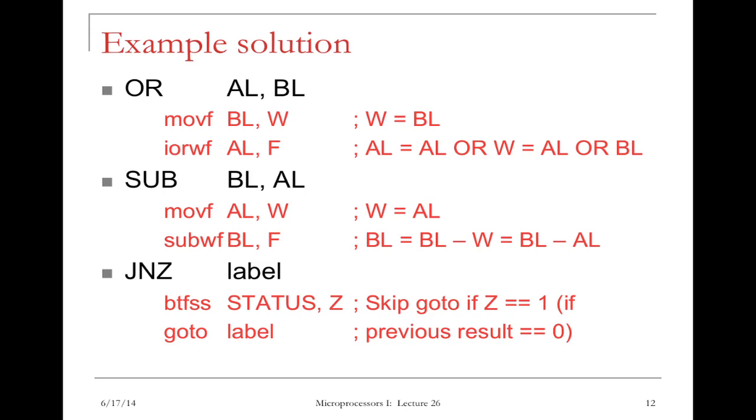JNZ label. Jump if it's not 0. This JNZ will test the zero flag. If the zero flag is a 0, we will jump to that label. We'll do the bit test. We know the zero flag is in STATUS. That's the bit we want to test. We do bit test register, skip if it's set. Remember, it's opposite to really what we want to check because we are doing skip in a PIC.